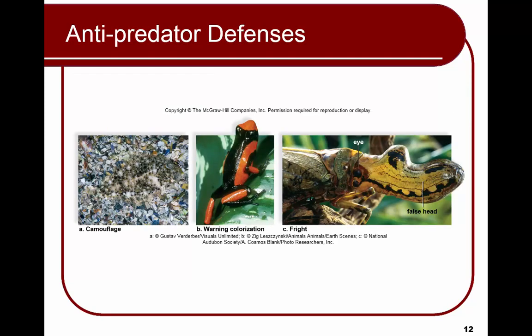And this is showing some examples of those. You've got camouflage there. It's hard to even see that organism that's there because it's so camouflaged with the environment. And then the warning coloration of the poison arrow frog. And then if you look in the last picture, that animal has a false head, and so it scares other animals, and that is a defense. In figure A, that camouflage, that's a flounder.